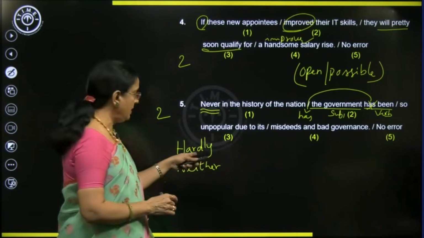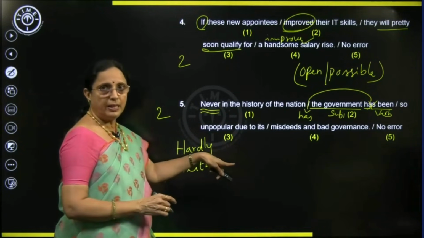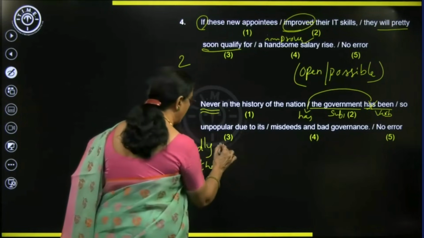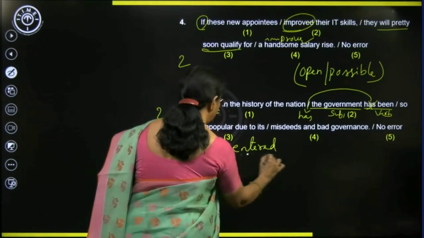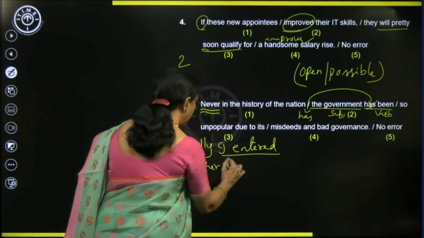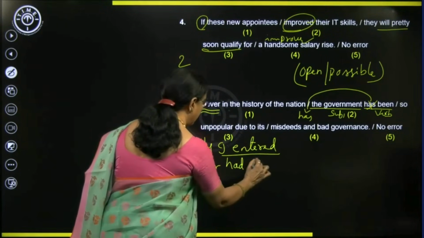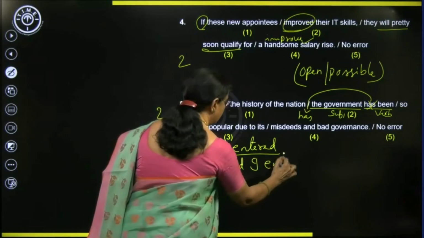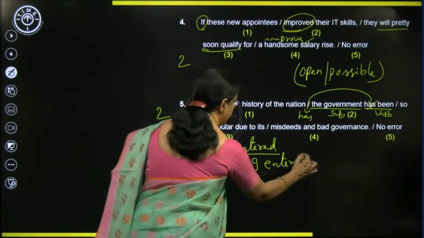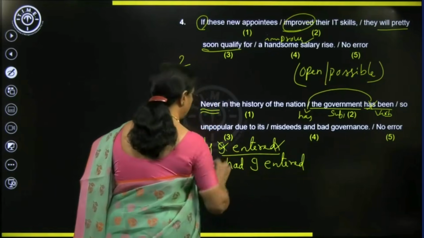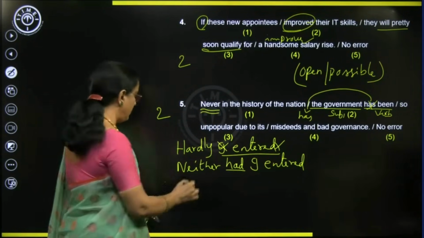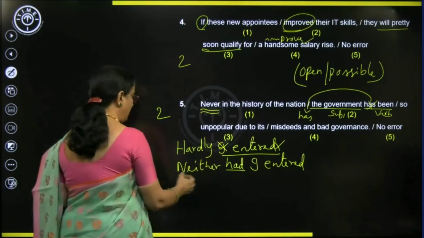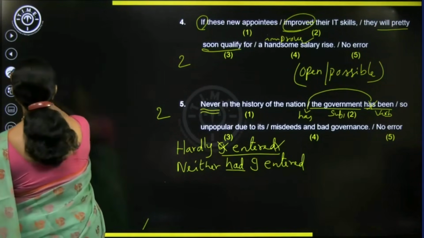You don't say "hardly I entered the room." You get the point? "Hardly I entered" is wrong. What is right here? More examples. What do you say? Hardly had I entered. All right, this is incorrect expression. So hardly should be followed by had. All right. Okay. Coming to neither, what do you say about neither?